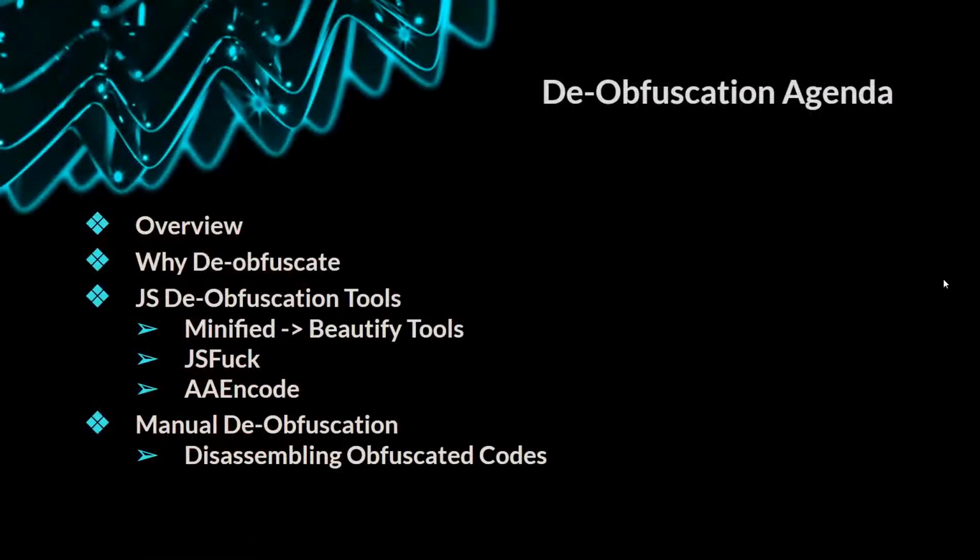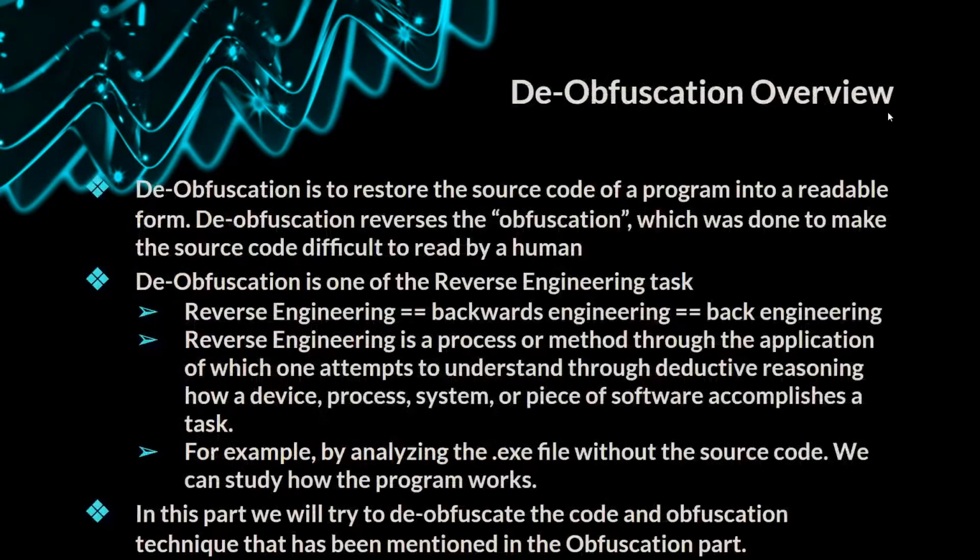So now on to de-obfuscation. As its name suggests, it's pretty much doing the inverse of obfuscation, and you're actually disassembling everything. The reason why we have to de-obfuscate is to restore the original source code of a program into readable form. By doing so, that's how we figure out the functionality and the purpose of the program.